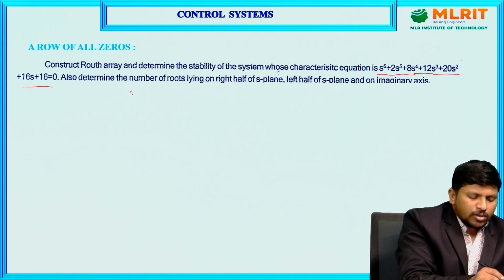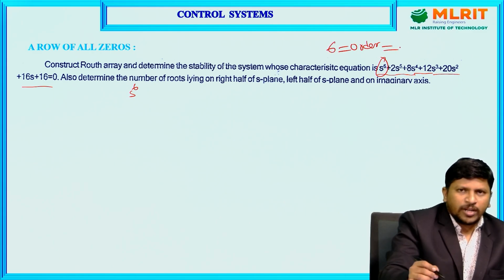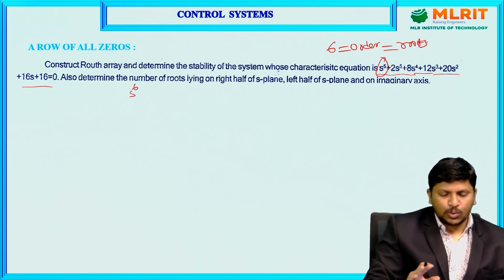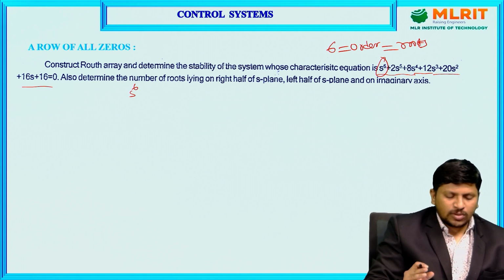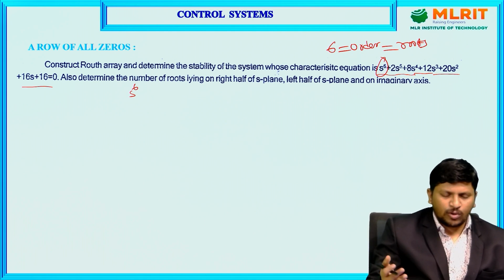So I am going to arrange the array matrix. Here the maximum power is s power of 6, so the order equals 6. Order equals 6 means there are 6 roots. Out of these 6 roots, how many are on the left side, right side, or imaginary axis? Now we are going to see that.